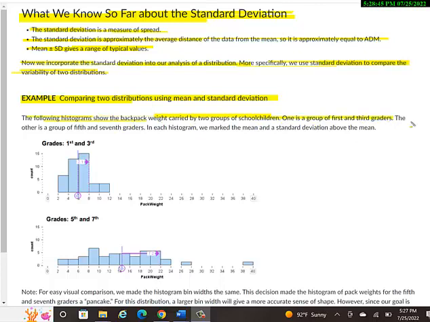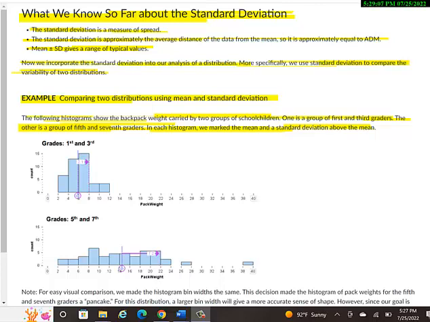One is a group of 1st and 3rd graders. The other is a group of 5th and 7th graders. Nowadays, kids just carry a computer or a tablet around with them, but back in my day, they used to carry a bunch of textbooks, and the older you get, the more textbooks you have and the heavier they are. But in each histogram, we mark the mean and the standard deviation about the mean.